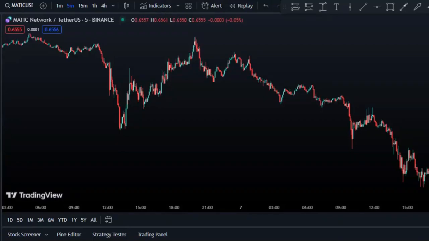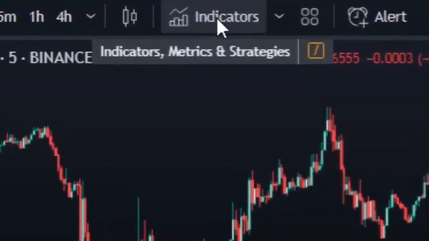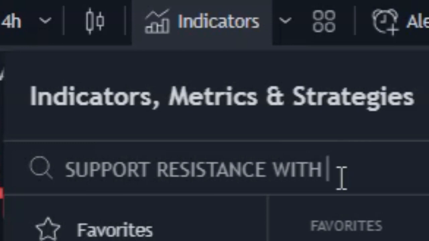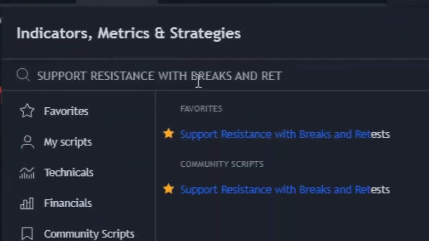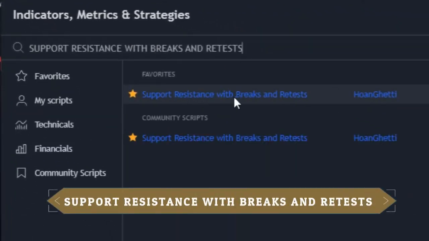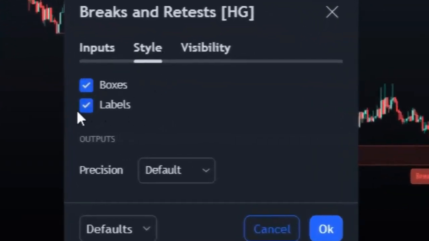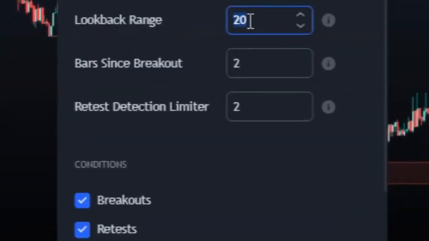Alright, first we've got to add the support resistance indicator with breaks and retests to the TradingView chart. This will be the core indicator for this trading strategy. After adding the indicator, in the settings, we really gotta change the lookback length to 45. Then we gotta change the number of bars since breakout to 3.